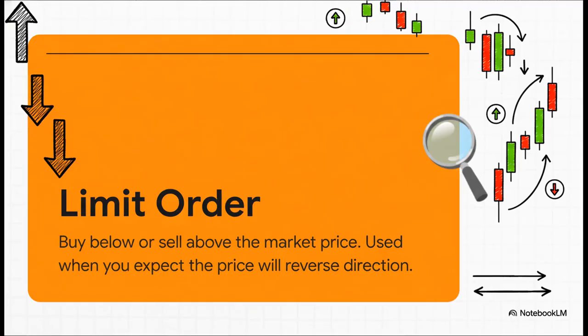So the first type of pending order is a limit order. You use this when you think the price is going to move to a certain level and then bounce back, reverse course. You're basically saying, hey, I want to buy, but only if the price drops down to this cheaper level first. Or, yeah, I want to sell, but only if it climbs up to this more profitable level. You're kind of setting a trap, waiting for a reversal.